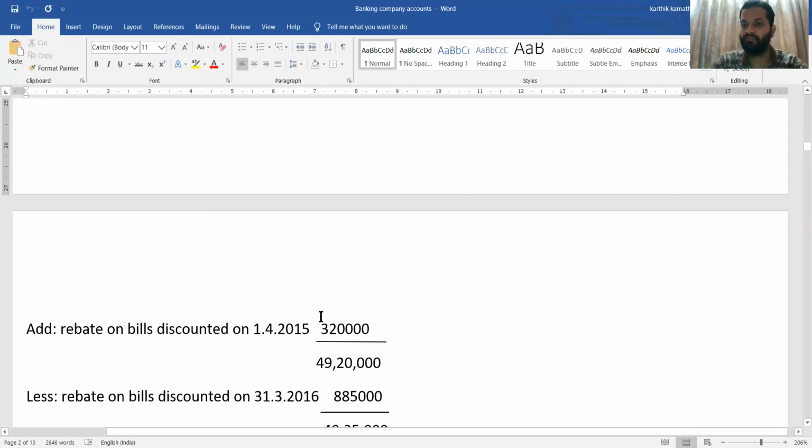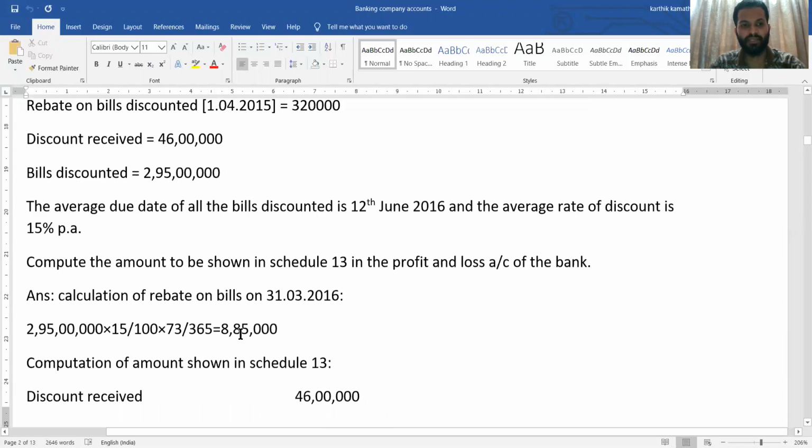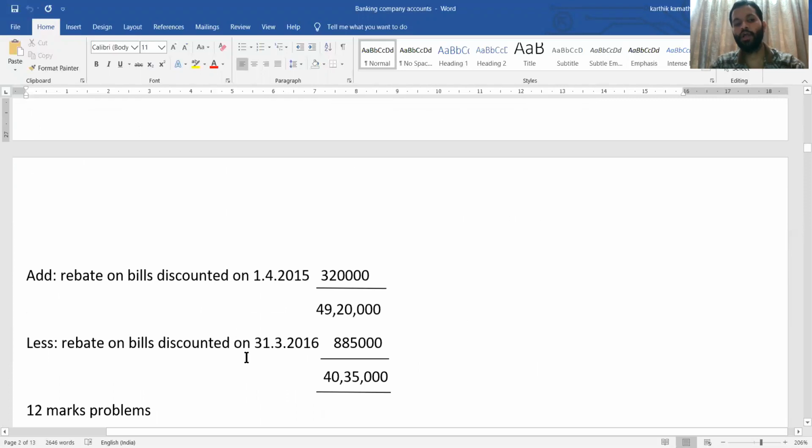Why are we adding the previous year's rebate given in the problem? Because now we are doing the calculation for the year 2016. So the rebate for 2015 means it is rebate for 2016. Why? Because after the closure of the financial year, somewhere after 1/4/2015, somewhere before 31st 3 2016. So that is why we are going to add the rebate on bills discounted of the previous year given in the problem, 3,20,000, minus the rebate on bills discounted of the present year.